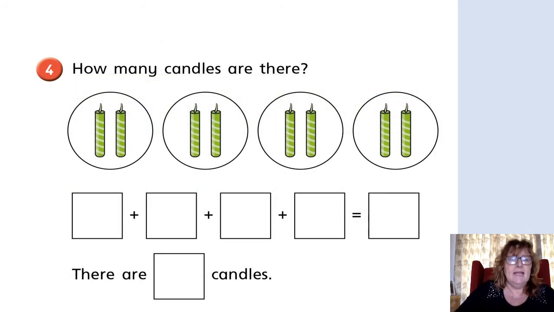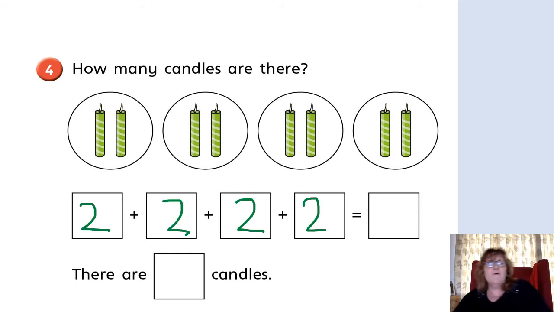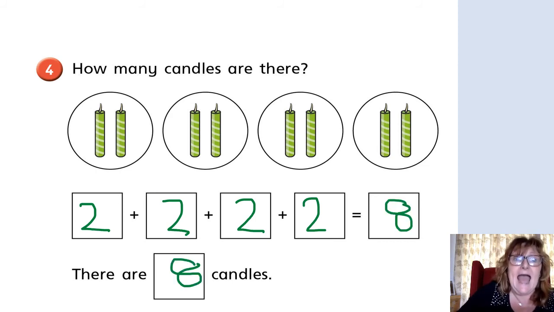How many candles are there? Well, I've got 1, 2, 3, 4 groups of, let's check each group's got the same in. 1, 2, 1, 2, 1, 2, 1, 2. Yep. 2, 4, 6, 8. There are 8 candles.